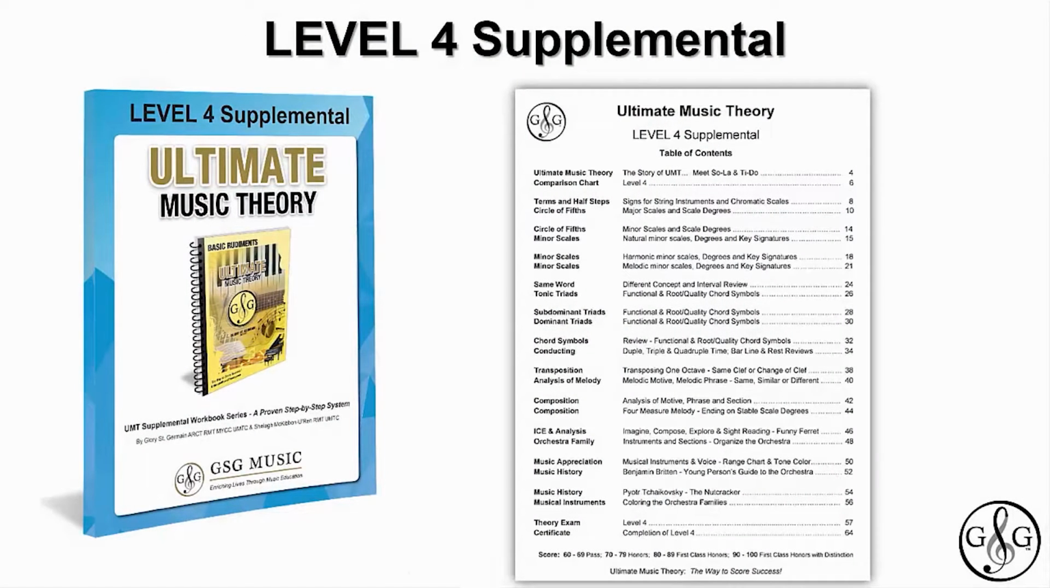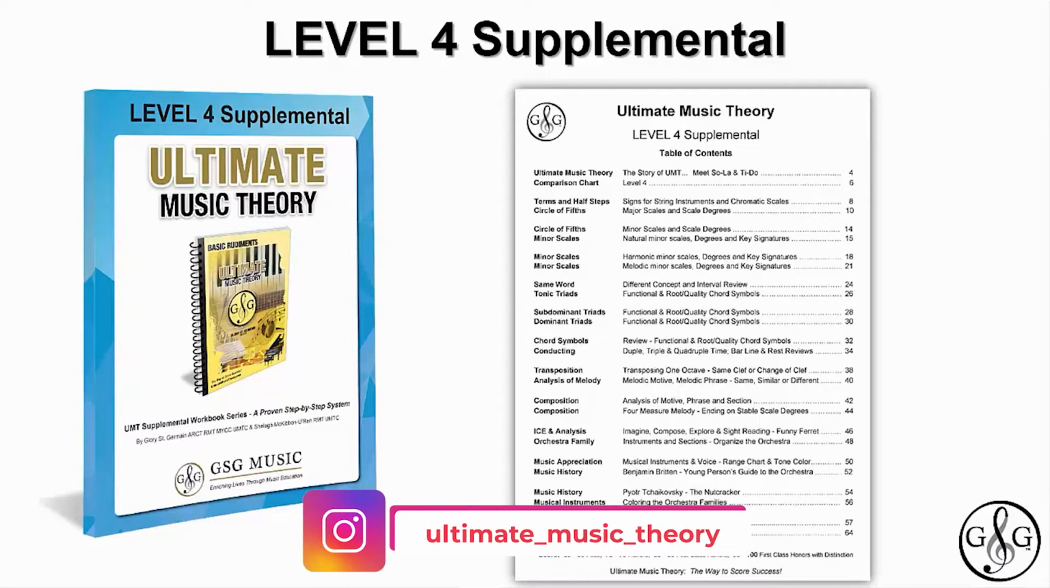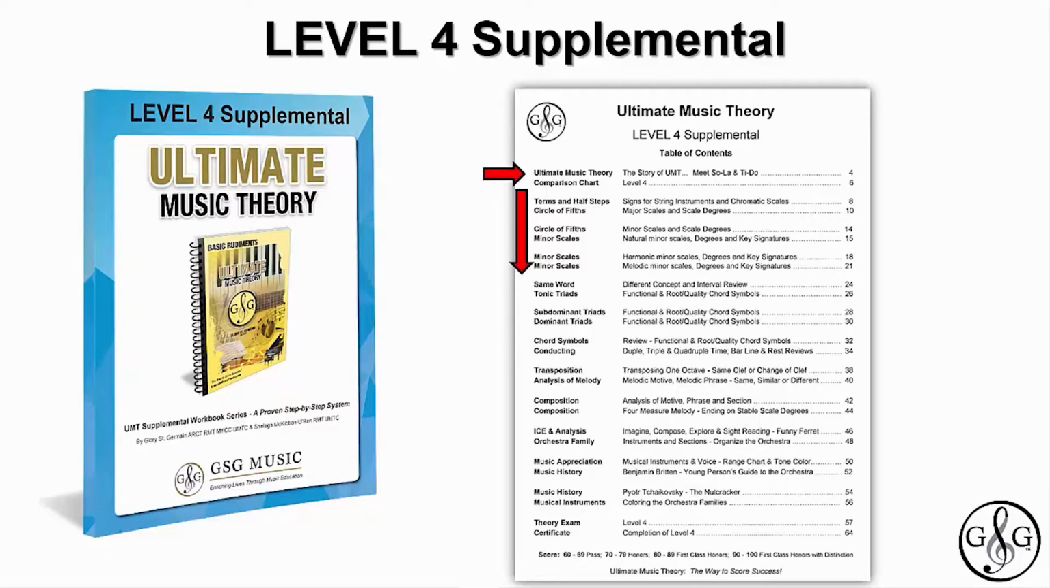The level 4 table of contents itemizes the new concepts. Now remember that level 4 supplemental workbook is to be completed with the basic rudiments workbook and then followed by the level 5 supplemental workbook. So level 4 includes a comparison chart, circle of fifths, scale degrees, intervals, and more. And today, specifically, we're going to learn about triads, chord symbols, composing, comprehension, and music history.